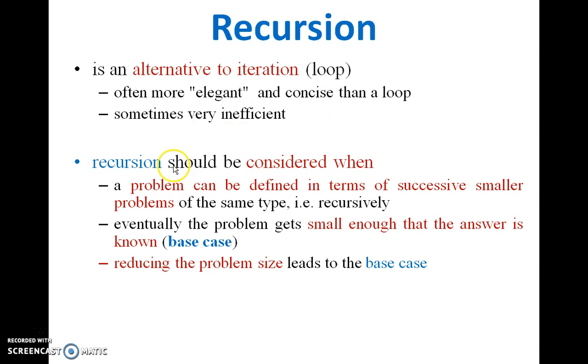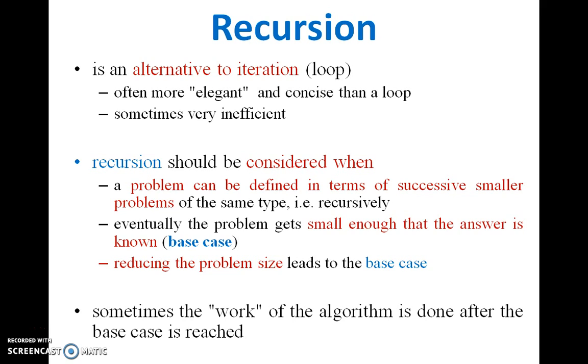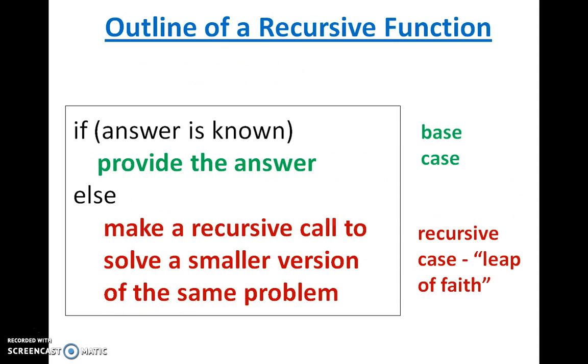That kind of problem solution is called the base case, and reducing the problem size leads to the base case. Sometimes the work of the algorithm is done after the base case is reached. So in some cases it is possible that you get the result in between, and in most cases you will get the final result only once you reach the base case. Now this is the outline of a recursive function.